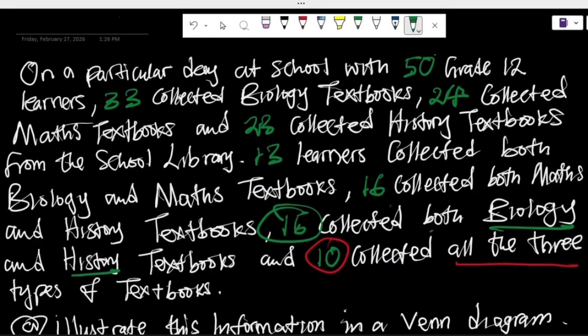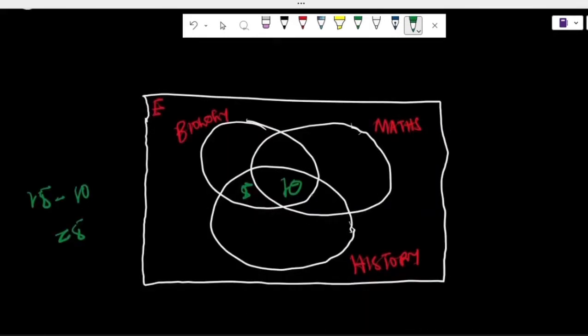Now notice also that those learners who collected both mathematics and history textbooks were 16. For mathematics and history, this is intersection. So the total number of students who collected both history and mathematics is actually 16. But notice that we have 10 already here. So it is 16 minus 10, which is 6. So we are going to have 6 here.